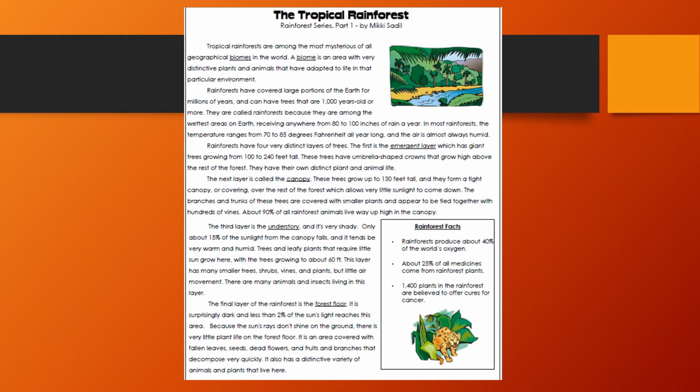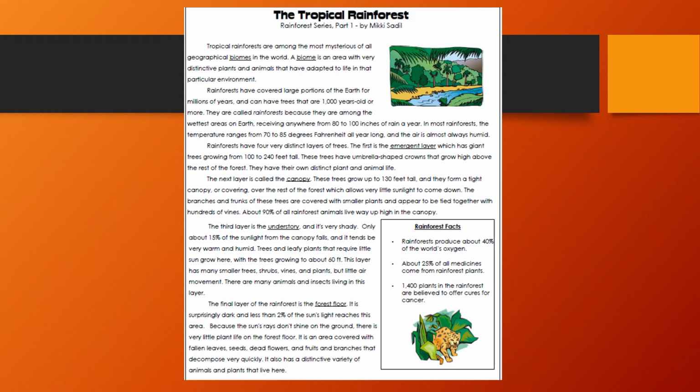Rainforests have 4 very distinct layers of trees. The first is the emergent layer, which has giant trees growing from 100 to 240 feet tall. These trees have umbrella-shaped crowns that grow high above the rest of the forest. They have their own distinct plant and animal life.